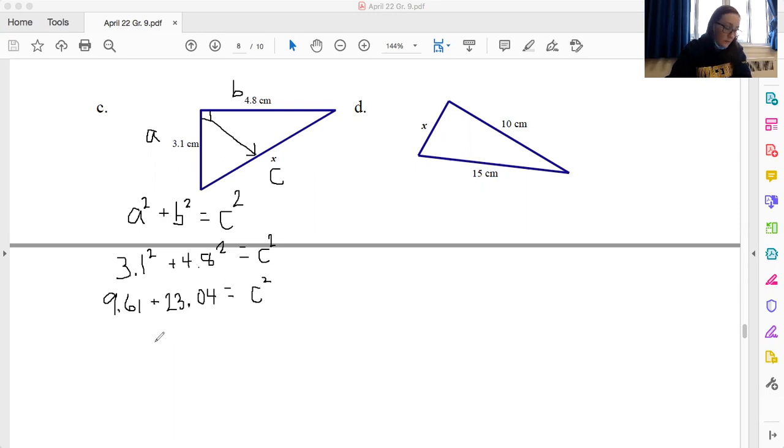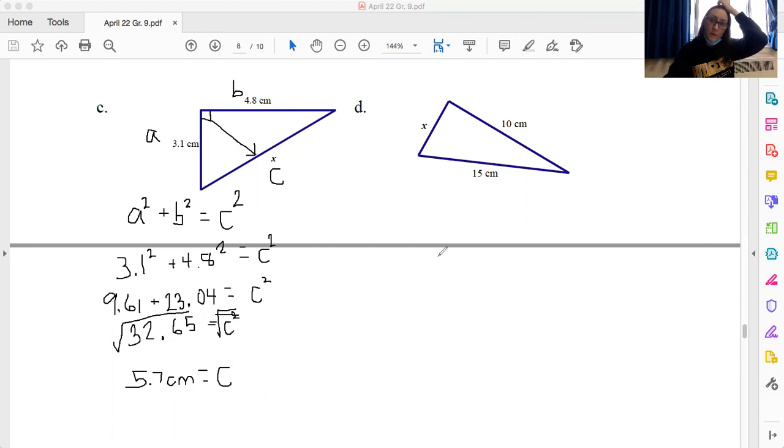So now if we add these guys up, it gives us 32.65. That gives us c squared. So again, we want our c on its own, so you're going to square root both sides, which gives us 5.7 centimeters. I have to hurry here. Okay, and that's our C length.